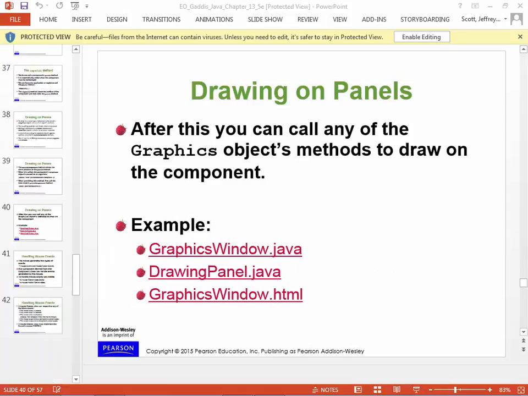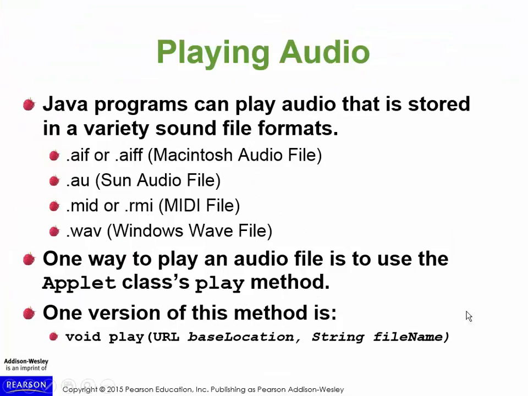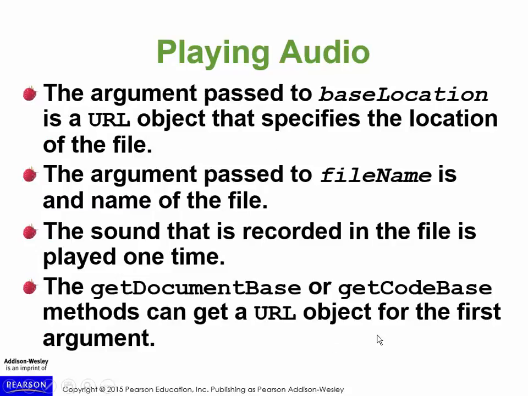The last thing that's discussed in the chapter here, the last 4 or 5 slides, they talk about audio. As mentioned, Java programs can play audio stored in a wide variety of file formats, and even this is kind of old. There's other types of formats that aren't shown here that I believe that Java supports. One way to play an audio file is to use the Applet class's play method. Very simple. So you pass the location or the URL that specifies the location of the file name, and as it says, the sound is played one time.